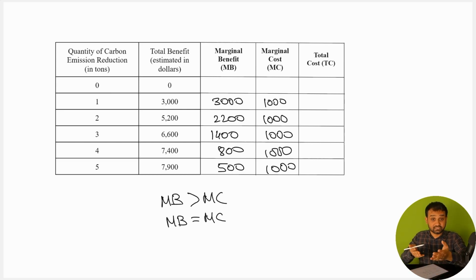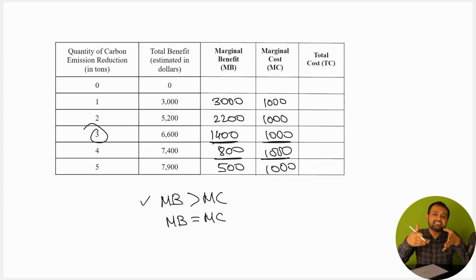But what if you don't have a point, such as in this scenario? Then you just stop before that. So in this case, you'd be stopping at reducing carbon emission by 3 tons because marginal benefit is still higher than marginal cost. But for the 4th ton, marginal benefit is smaller than marginal cost. So the household will be making a loss. So the household would not be doing that. So if you find yourself in a situation where you cannot get marginal benefit equal to marginal cost, then just stop right before that.